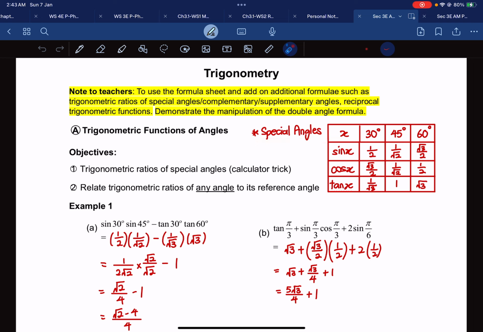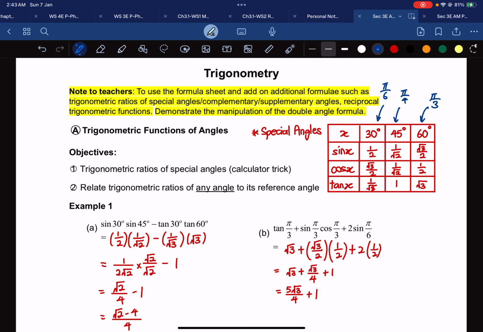They are angles which are 30 degrees, 45 degrees and 60 degrees. Or if you use a radian measure, they can also be seen as pi over 3, because pi is 180 degrees, 45 is pi over 4 and 30 degrees is pi over 6.